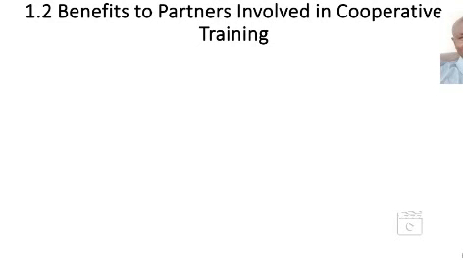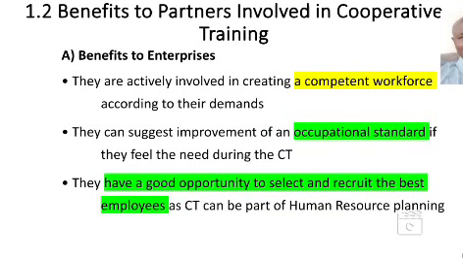Now, when we come to the second part, 1.2, benefits to partners involved in cooperative training. Who are going to be benefited? As I've said, there are different parties that benefit from this program. One is the enterprise, or organizations, or industry itself, or employers. The other is vocational education training institutes. The other is trainees and also trainers for that matter, and also the community at large. Now, let us see them one by one.